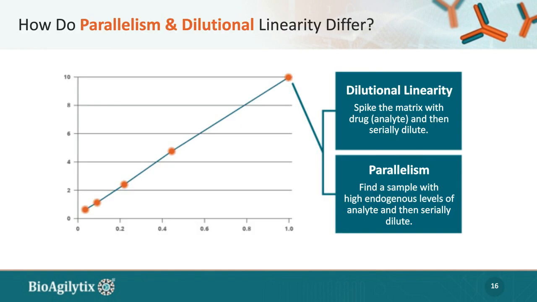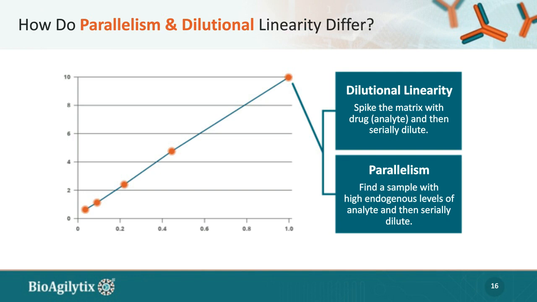So the true difference here between the dilutional linearity, which many of us are used to, and parallelism is that for dilutional linearity, you spike the matrix with the drug and then you serially dilute it. With parallelism, you actually have to go and find a series of samples with a high endogenous level. And that's sometimes possible and sometimes, unfortunately, it's not possible. Then you take those samples, which truly represent what the biomarker should be in the sample eventually, and serially dilute them to establish the dilutional linearity. But in this case, you're using endogenous samples to make those dilutions and establish the linearity.